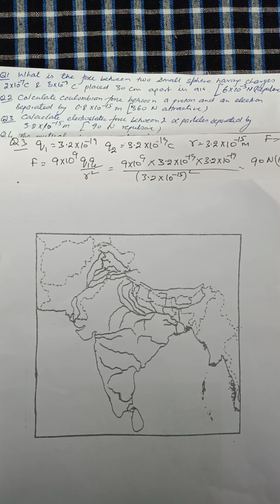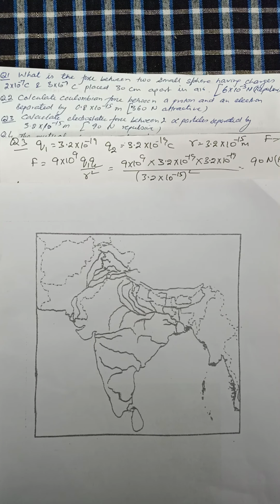Now to come to question number 3, calculate electrostatic force between two alpha particles separated by 3.2 × 10⁻¹⁵ meter. Now alpha particle is helium nucleus. It has 2 protons and 2 neutrons. Electrons have been removed. So the charge on the alpha particle is double the charge of proton, that is 3.2 × 10⁻¹⁹. The second is also alpha particle, charge is 3.2 × 10⁻¹⁹ Coulomb. Distance is given in the question, 3.2 × 10⁻¹⁵ meters.